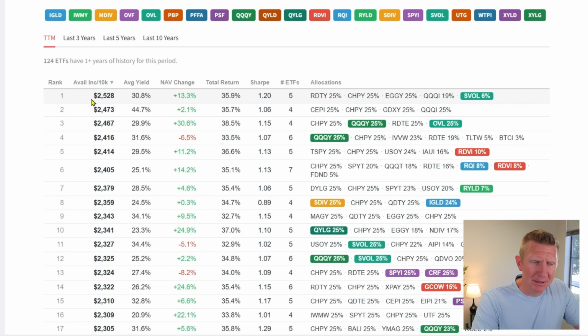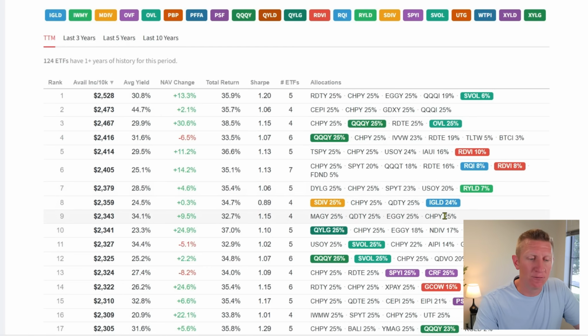So that's income, but income doesn't necessarily mean it's the best situation for you, because what if you have significant net asset value erosion? For example, this one happens to have 13% net asset value growth, which is actually pretty good. It's also got a really strong Sharpe ratio and total returns of 36% with an average yield of 30.8%. So pretty amazing for this number one portfolio. But again, only the trailing 12 months. We might need more context here.